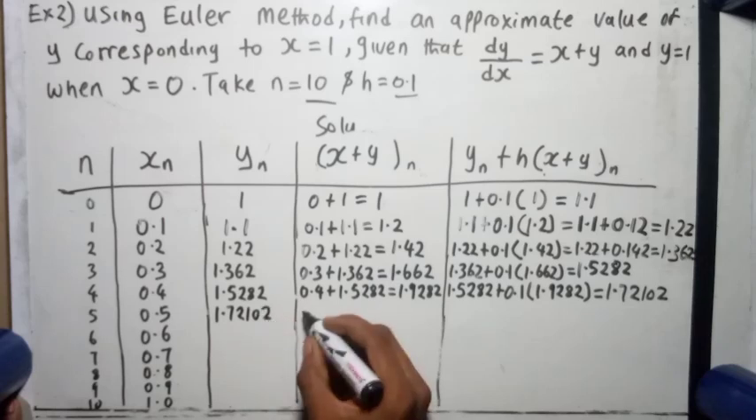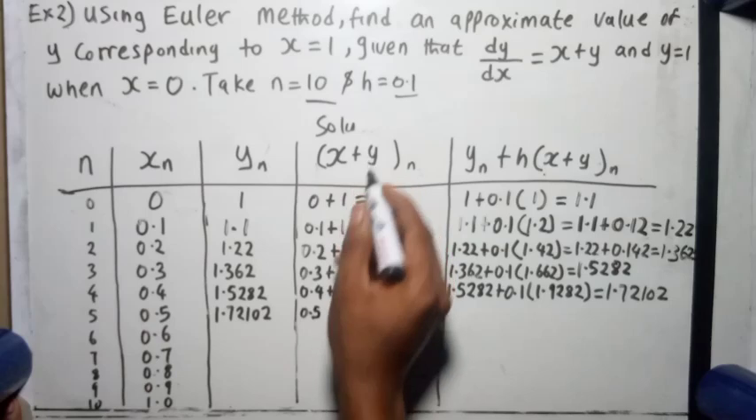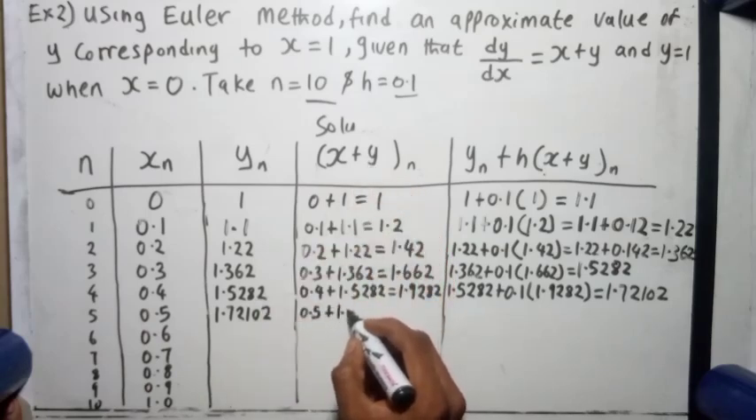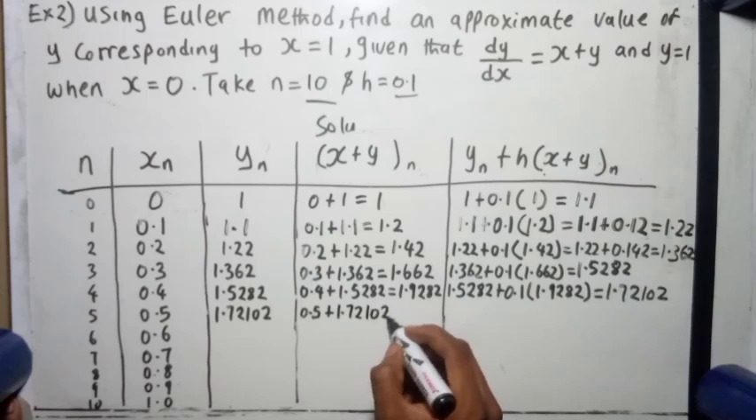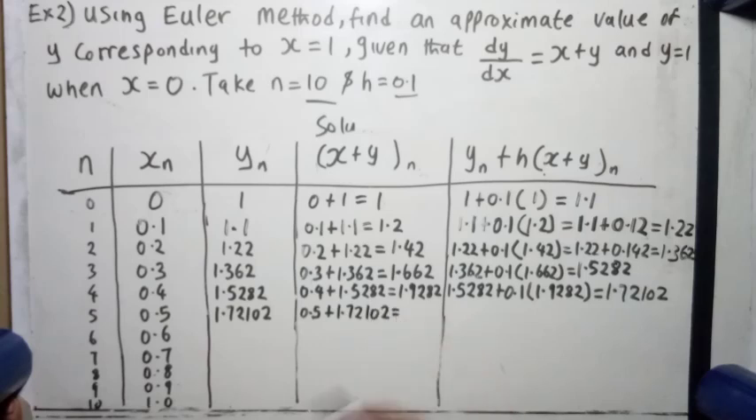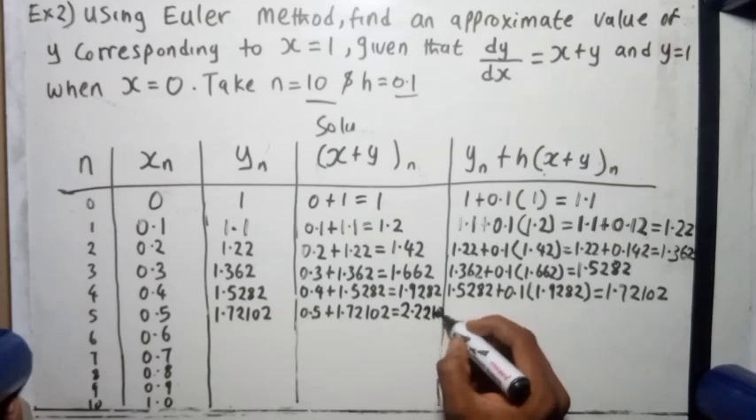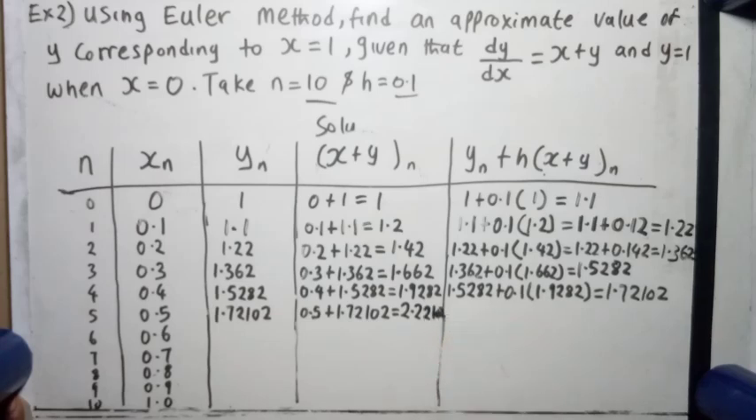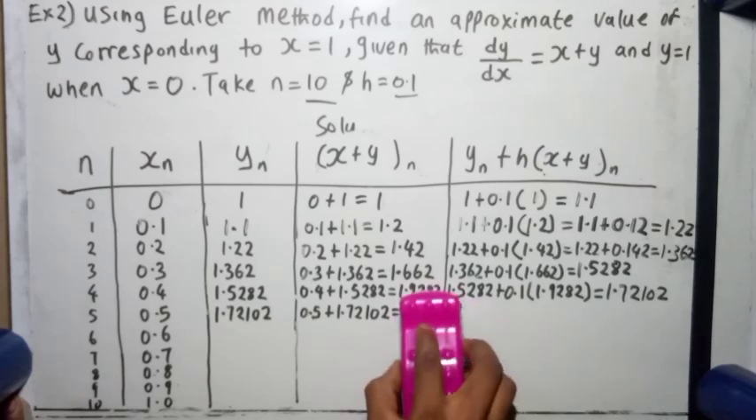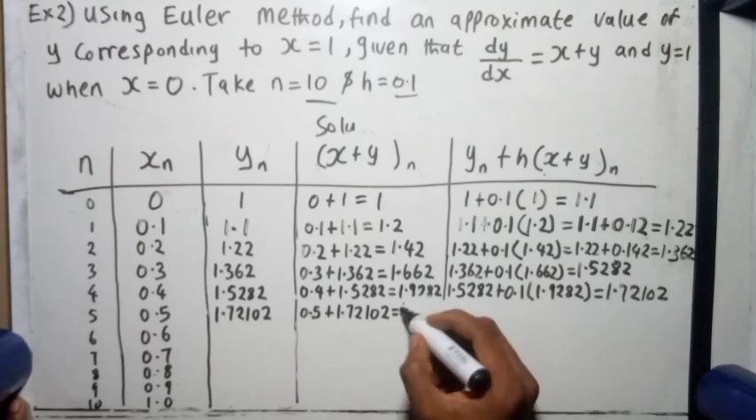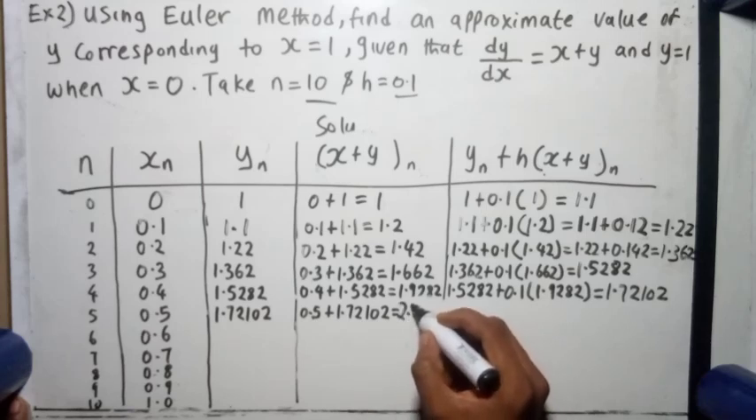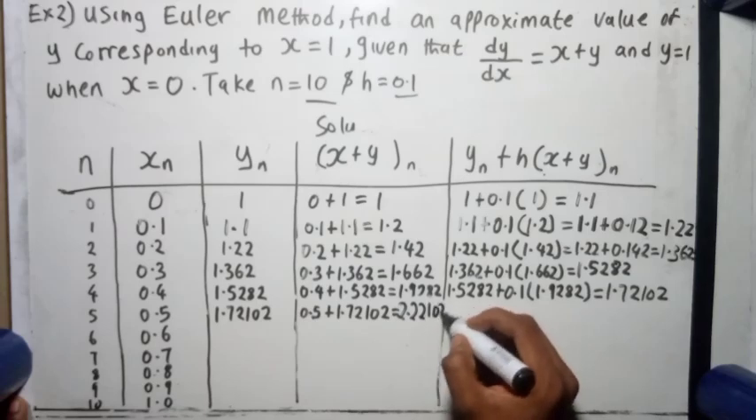Okay, now the same thing, our x is 0.5, our y that we have got is now 1.72102. Add them together, we have 2.22102. So this is going to be 2.22102.